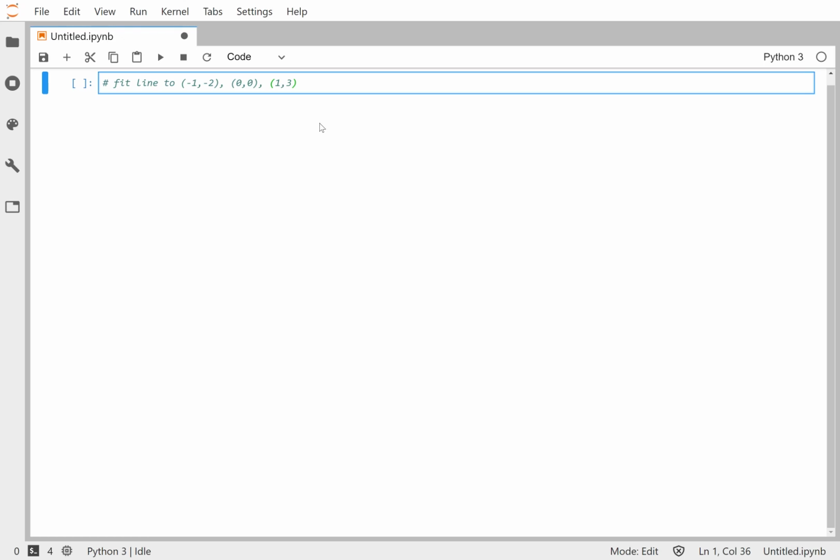So I'm back in the notebook, and I wrote a comment here just to remind me of the points we did when we solved this problem by hand. So we fit the points -1, -2, 0, 0, and 1, 3. Now you can imagine running through that problem entirely symbolic. So instead of plugging in values like -1, we just have a value like a1. And working through it completely symbolic, we could write, when we were done, an equation that would tell us the slope and the intercept of that line.